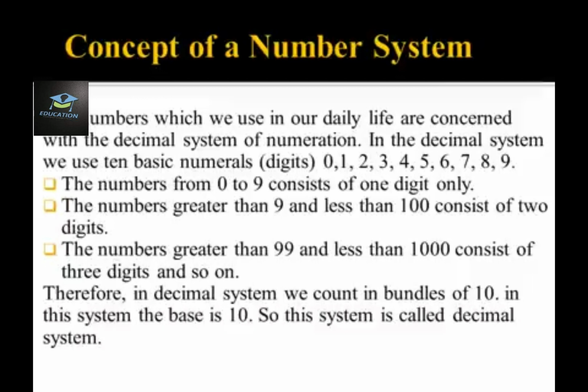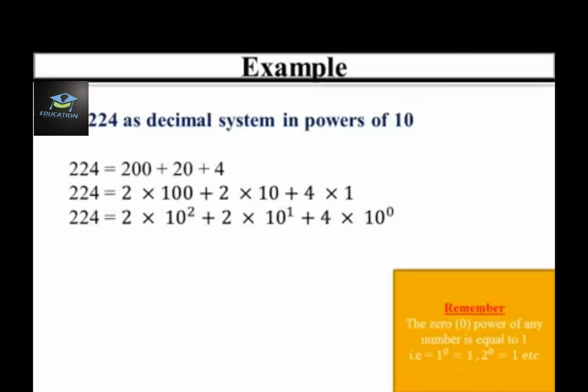Now example, we have 224 in the decimal system in powers of 10. So we have 224 equals 200 plus 20 plus 4. If we see from the right side, we have units, tens and hundreds. We multiply 2 by 100, plus 2 by 10, plus 4 by 1, because we start from the right side with the units 1, 10, 100, 1000 and so on.